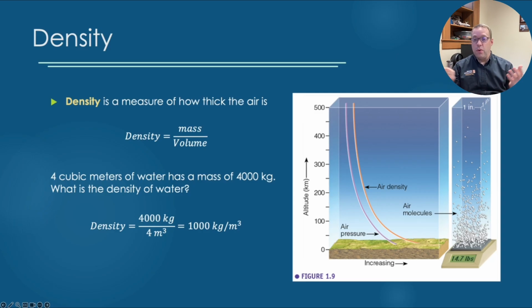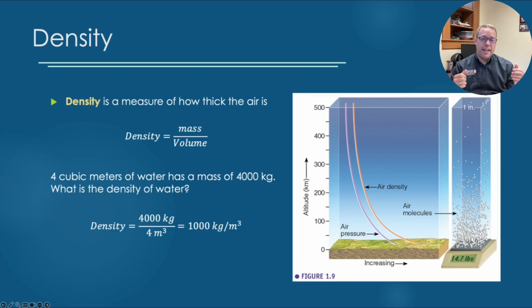So, for example, you have 4 cubic meters of water, has a mass of 4,000 kilograms. What's the density? Well, you take the mass of 4,000 kilograms, divide it by the volume, 4 cubic meters, and you get that the density of water is 1,000 kilograms per cubic meter. Basically, it's just saying that if you have 1 cubic meter of that substance, it would have a mass of 1,000 kilograms. That's pretty much what the density is saying.